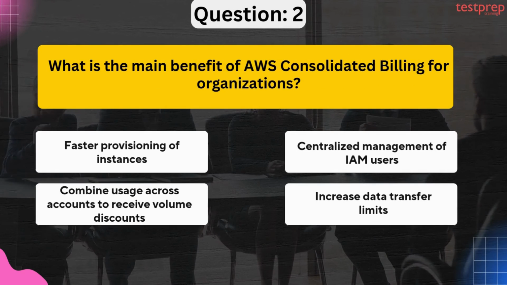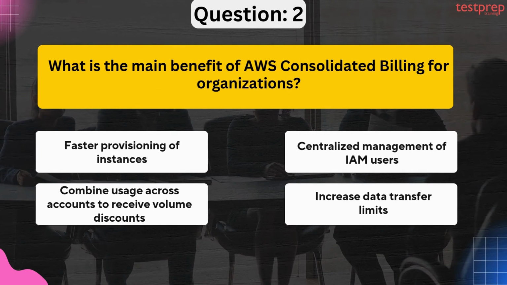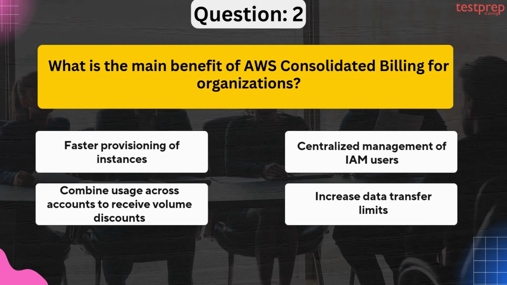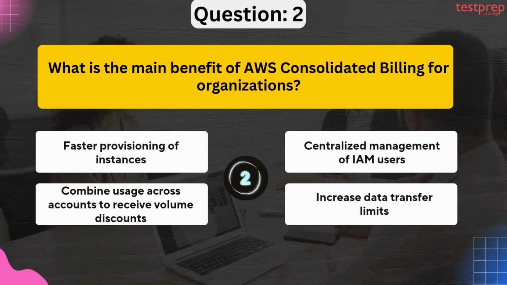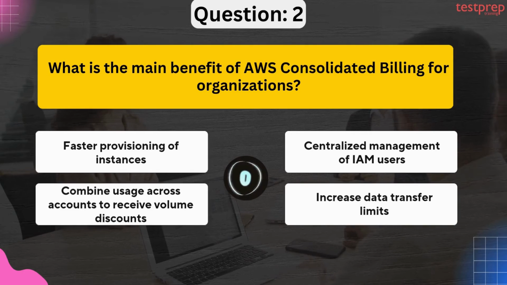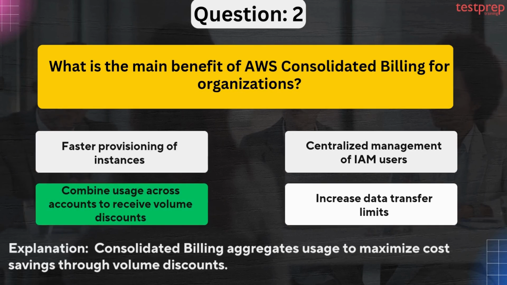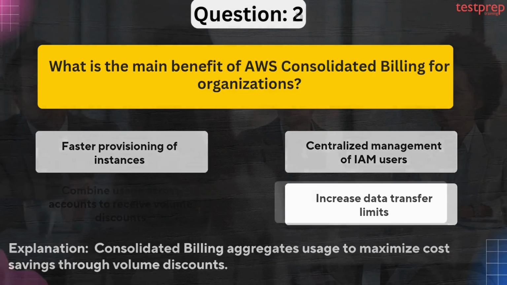Question 2. What is the main benefit of AWS Consolidated Billing for organizations? The correct answer is combine usage across accounts to receive volume discounts. Consolidated billing aggregates usage to maximize cost savings through volume discounts.